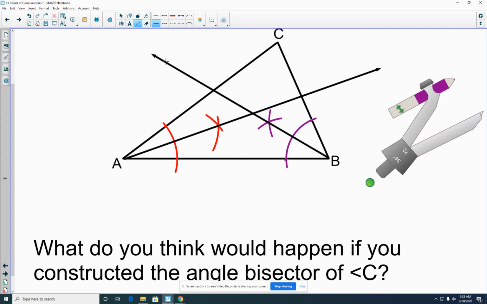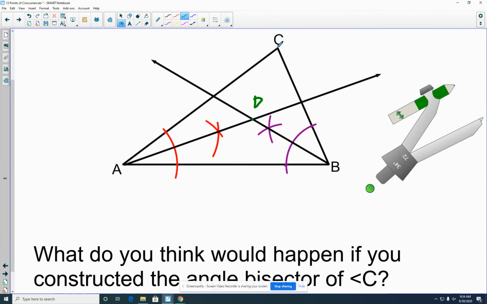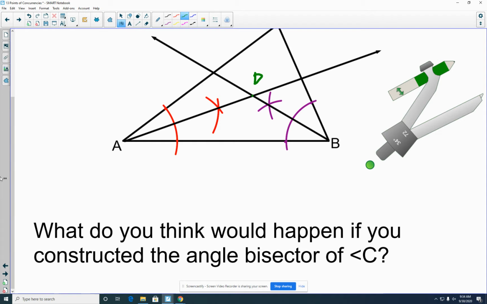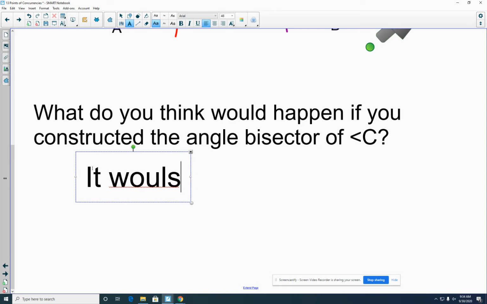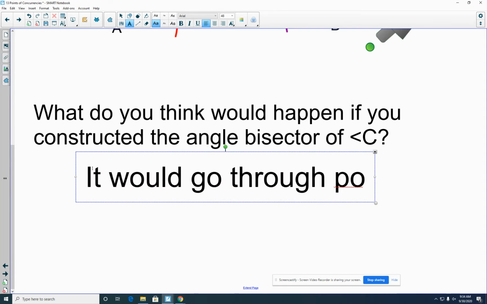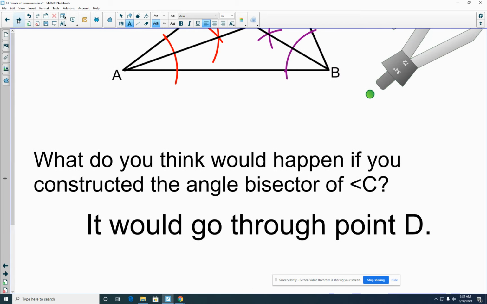Okay, now super similar. These 2 angle bisectors intersect at this point right here. And again, let's just label this point D. So if I do the angle bisector from C, what do you think is going to be true? Again, similar to the perpendicular bisector, it's going to go through that point of intersection labeled D. So we don't actually have to construct the angle bisector here. What we can say now is that we know it would go through point D.